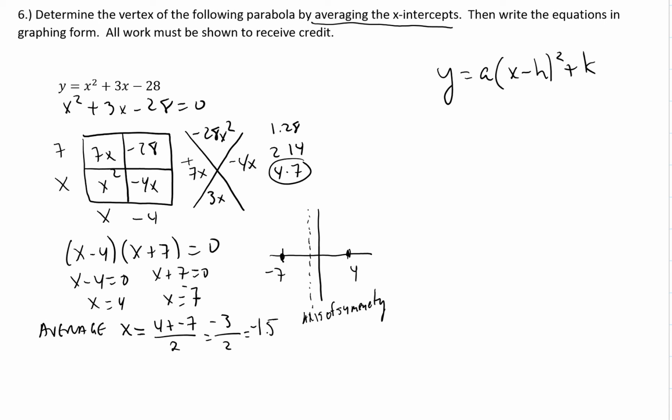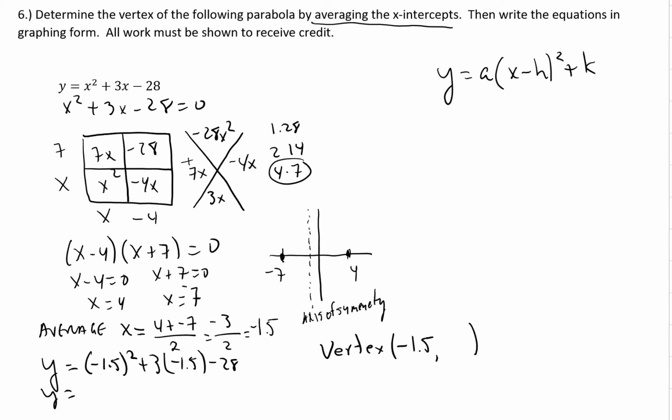Okay, so now you have a calculator. So we want to get what y is, right? This is the x, and so we know the vertex is going to be at negative 1.5, and so to get the y value I just have to plug it in. So you get negative 1.5 squared plus 3 times negative 1.5 minus 28, and so y is going to equal, so now punch it in the calculator. So negative 1.5 squared plus 3 times negative 1.5 minus 28 equals, and so then I get negative 30.25.